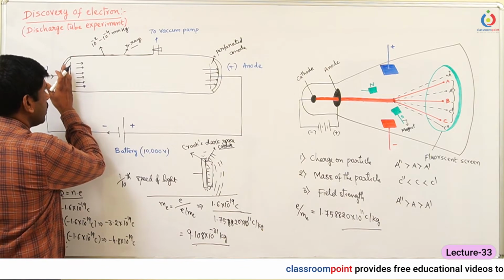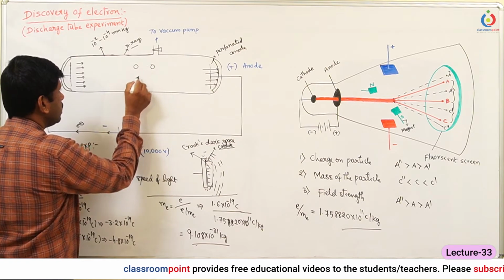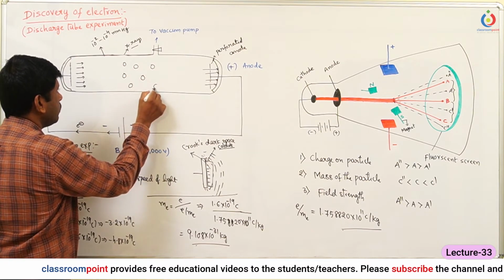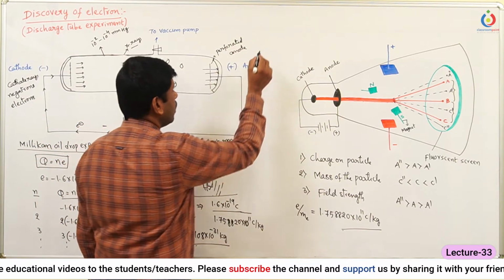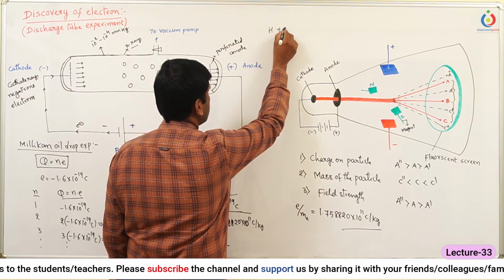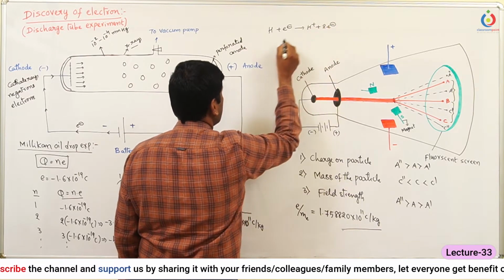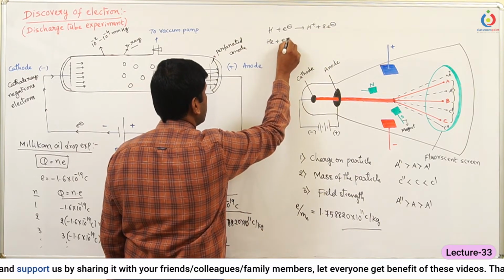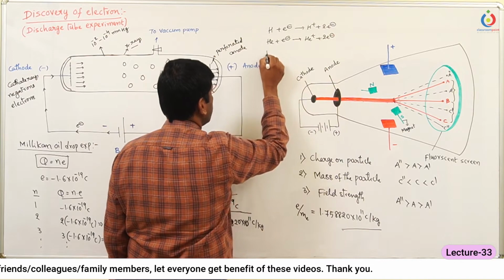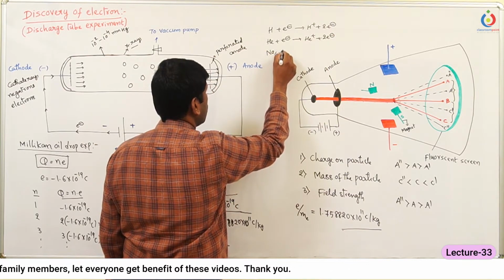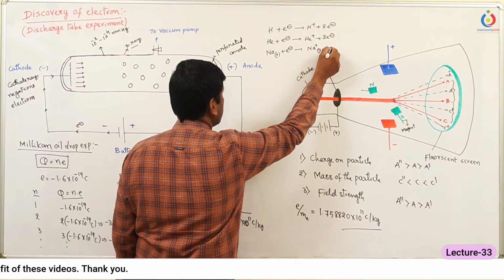Whenever these negatively charged particles, electrons, hit the gas present in the discharge tube, as we said earlier, they have the nature of ionization. That means whenever they hit the gas, for example, hydrogen hit by an electron gives H+ plus 2 electrons. Helium hit by an electron gives He+ plus 2 electrons. Sodium vapor hit by an electron gives sodium ion in gas state plus 2 electrons.